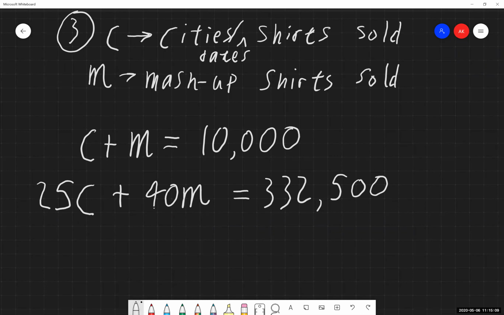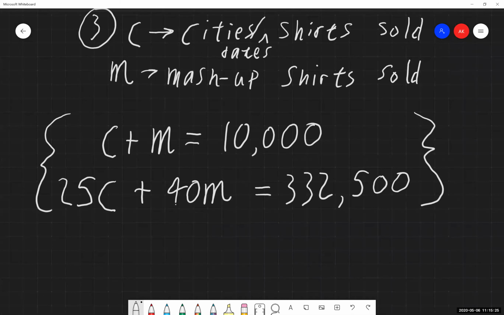So there we have our 2 really nice equations. Our first equation represents the total amount of t-shirts that were sold, based on adding them together. And our second equation represents how much money was made off of the total amount of t-shirts that were sold. I just like labeling these things for myself as equation 1 and equation 2.